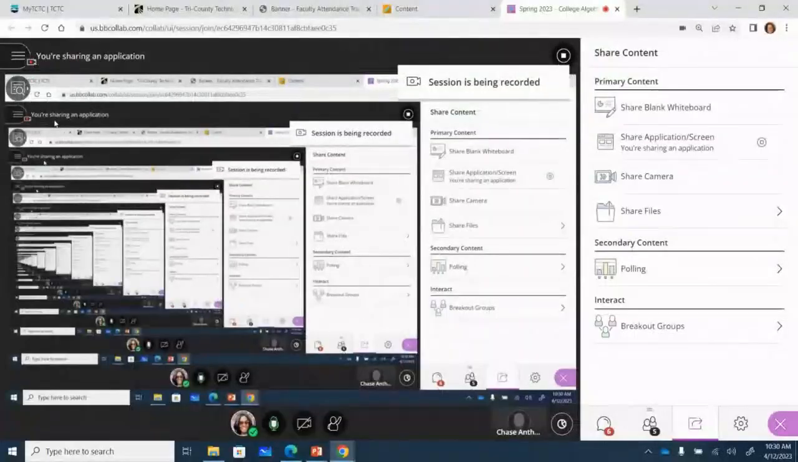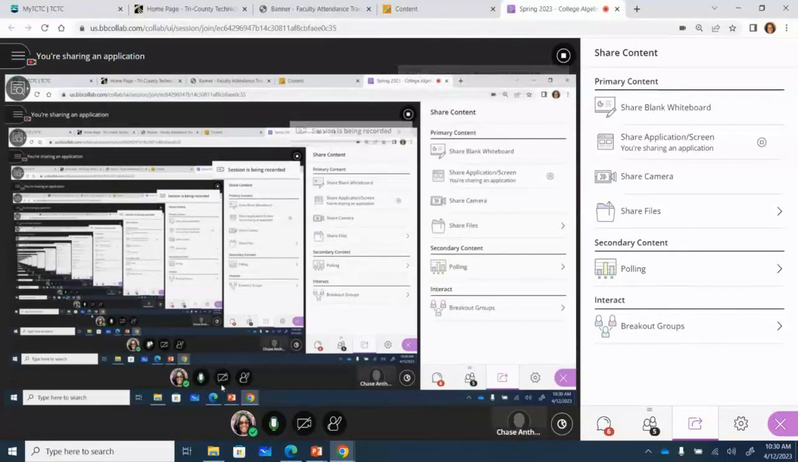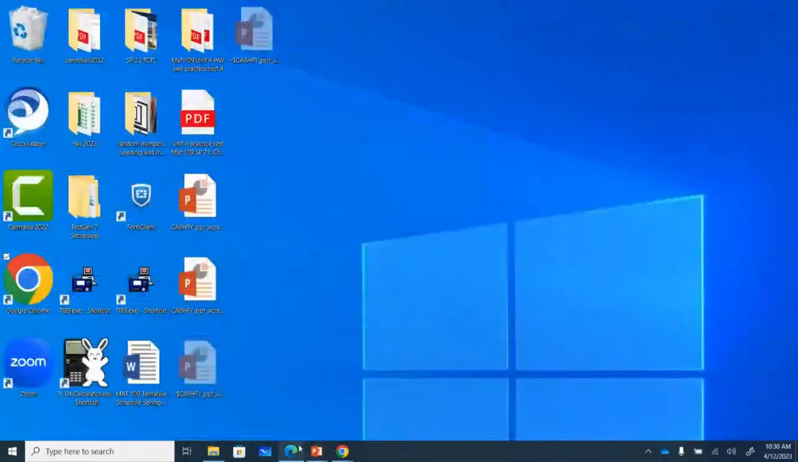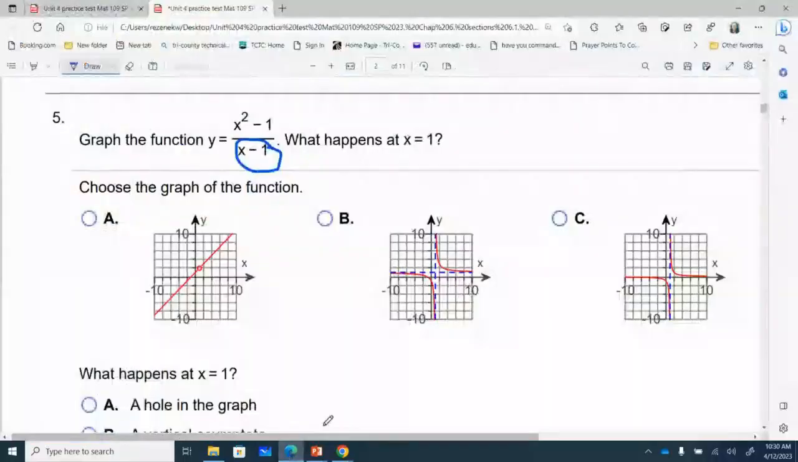Okay. Let's go to that practice question again. The graph has a hole. So instead of being a rational function with a visible vertical asymptote, it has a hole. Why? Let's factorize the function.